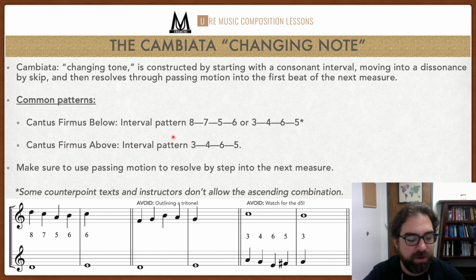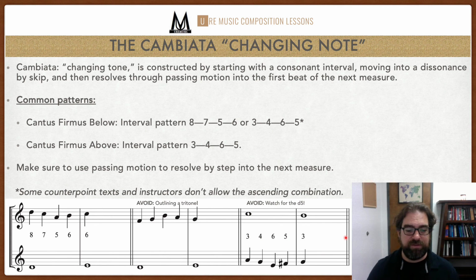All right, so if we look at your interval patterns above, that means you can have 8, 7, 5, 6, which would be a descending Cambiata, or a 3, 4, 6, 5, that would be this one, which is ascending. Just make sure you don't have any tritones anywhere in your line. So this last one is another example. This is how you would write the counterpoint. If the cantus firmus was above, you'd use the figure 3, 4, 6, 5.